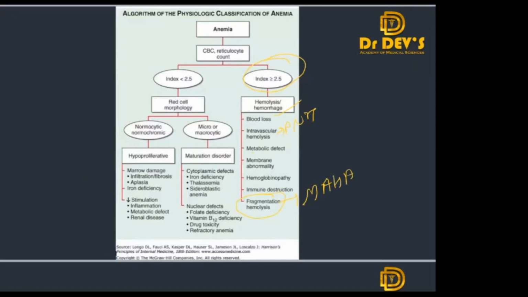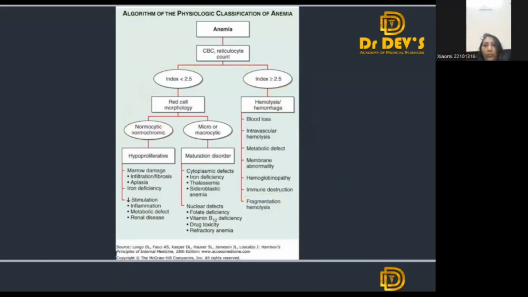When the reticulocyte production index is less than 2.5, that signifies that there is a defect in the bone marrow. The bone marrow is not working appropriately according to the level of anemia. So what will be the next step? We will see the red cell morphology. If it is normocytic and normochromic, that is MCV is normal and MCHC is normal. It will tell us by the MCV and also by the PBF details.